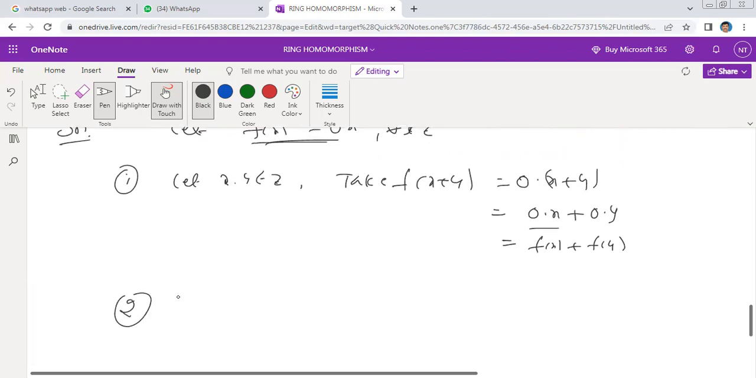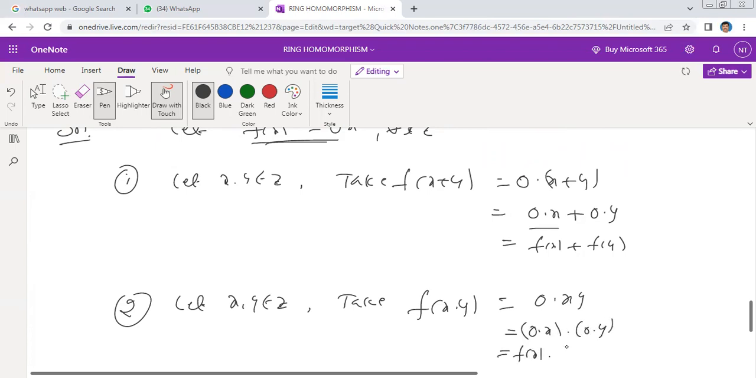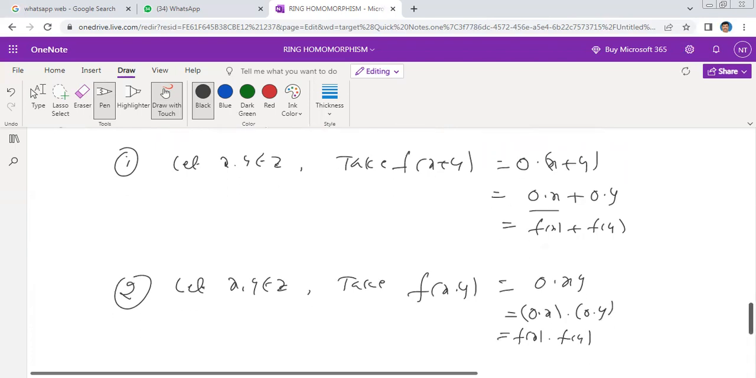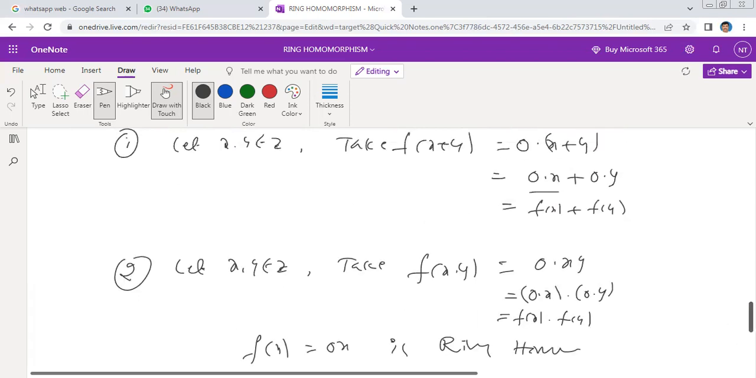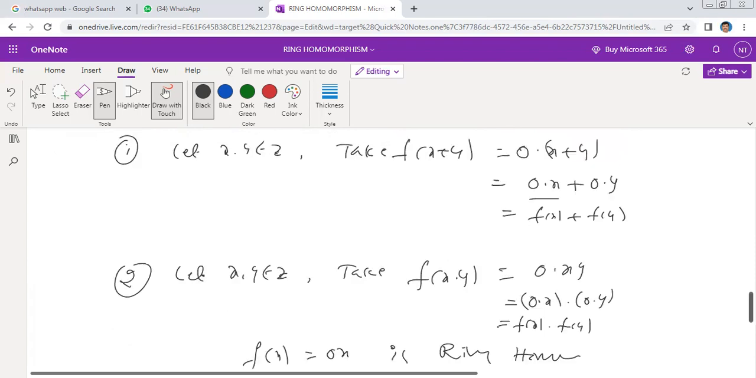Second condition: let x, y belong to Z. Their product also belongs to Z. Take f of xy, which is 0 times xy, and this can be written as 0 times x into 0 times y. This is equal to f of x into f of y. Hence f is a homomorphism. So f of x equals 0x is a ring homomorphism.